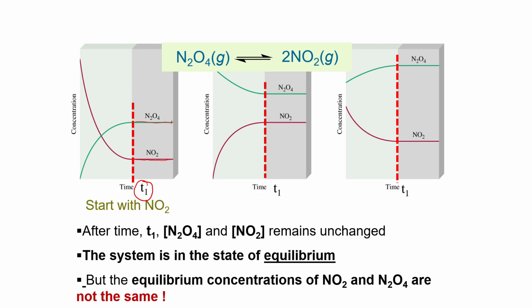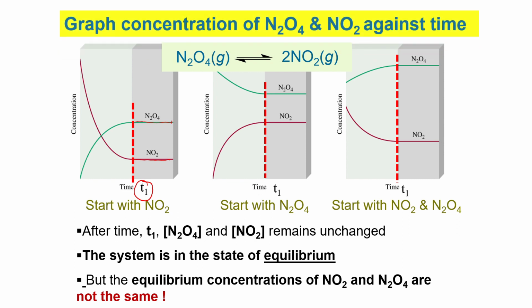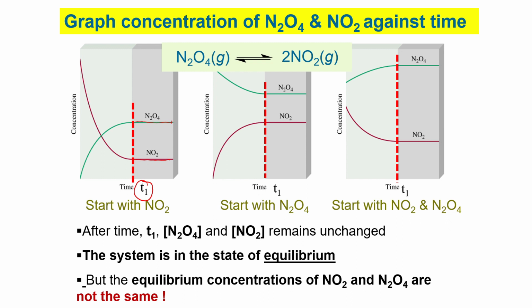Jadi katakan di sini kita start dengan NO2. We start with N2O4 for the second one. Kalau untuk the third one, you start with NO2 dan juga N2O4. So ini adalah graf untuk N2O4 dan NO2 against time.